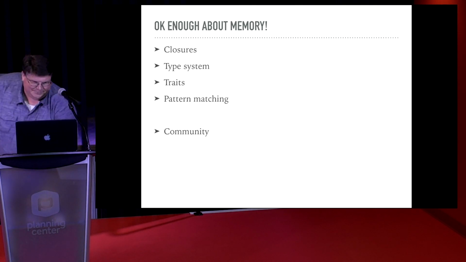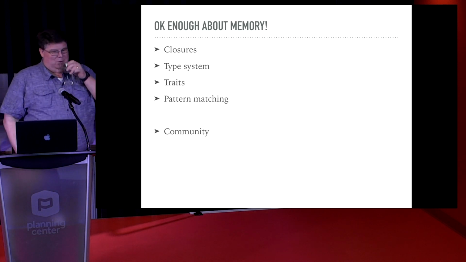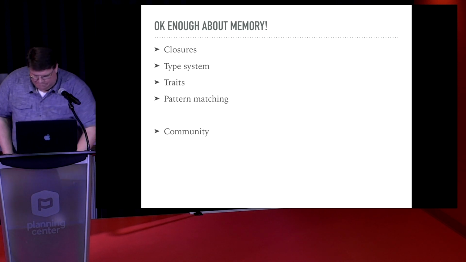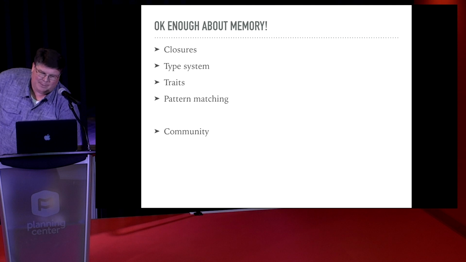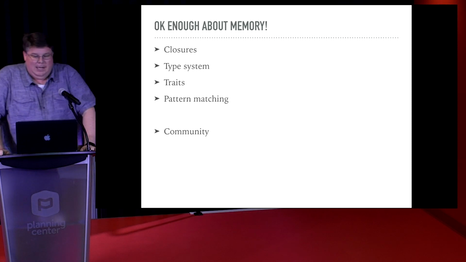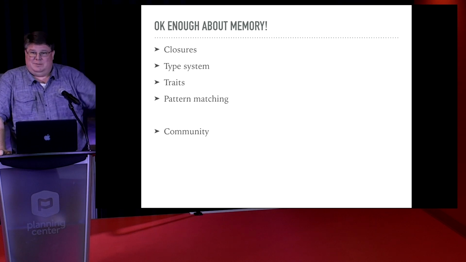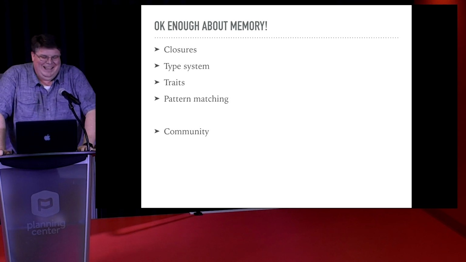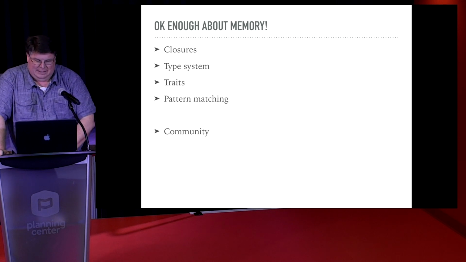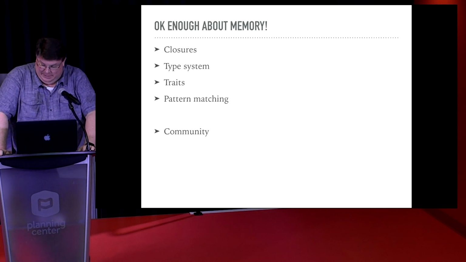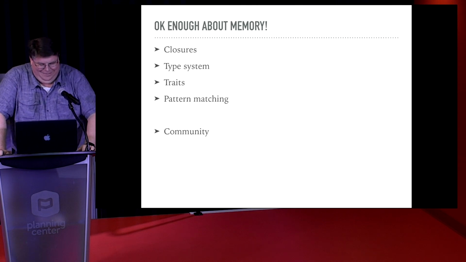Okay, enough about memory. Let's talk about some other cool things about Rust. It has closures. I remember when I first started writing Ruby, I was like, I'm never going to use a language ever again that doesn't have closures. So this was a requirement for me. It also has a really cool type system.